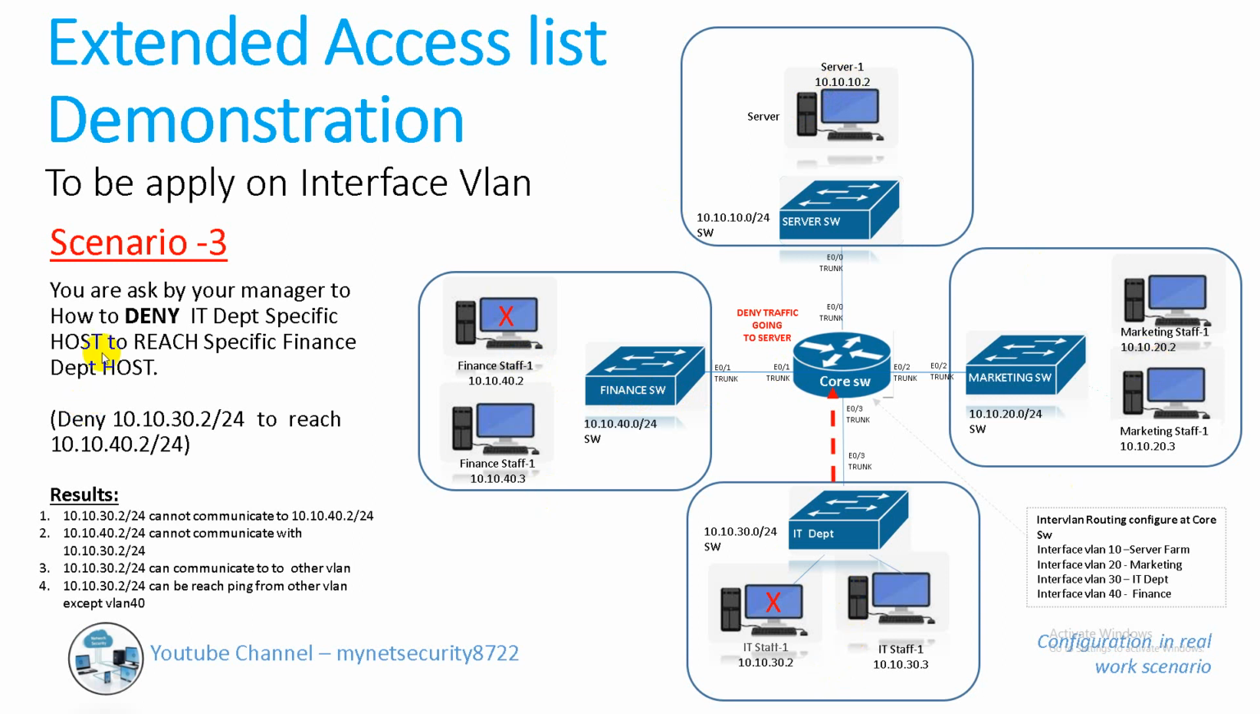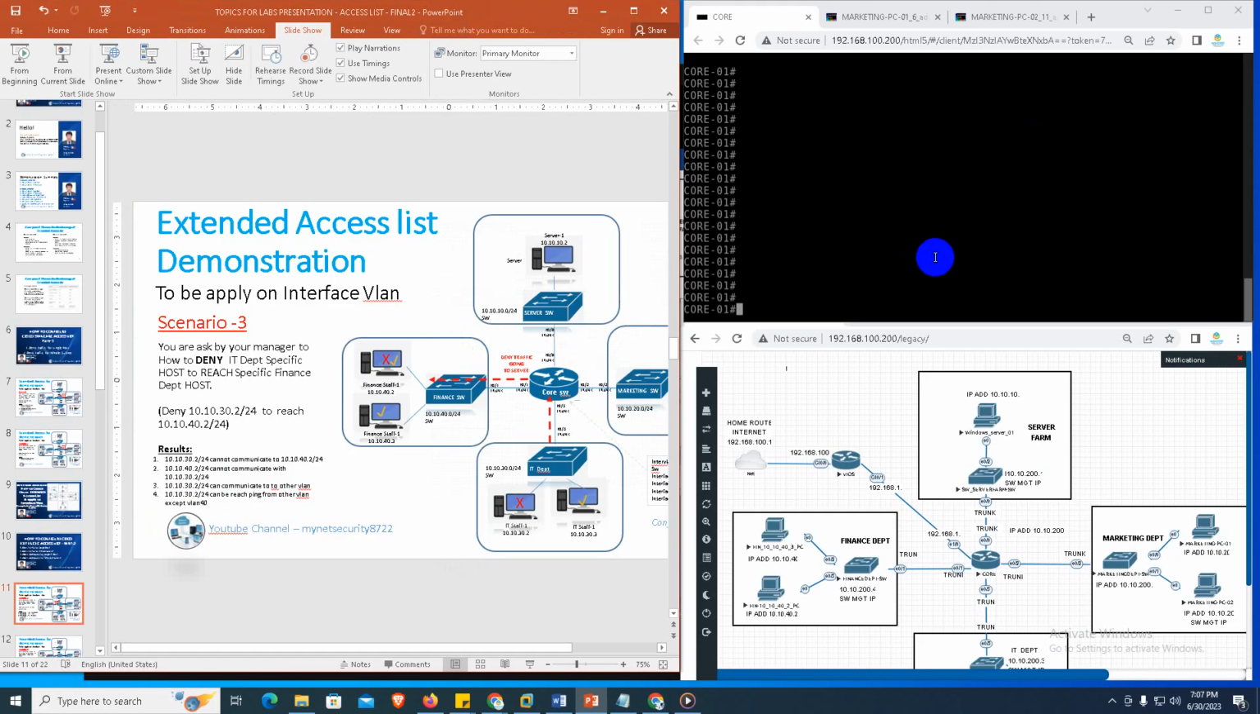So our scenario is that your manager asks you to deny a specific IT host from reaching a specific finance host. The requirement is that IT host 10.10.30.2 should not communicate with finance host 10.10.40.2. So let's jump to the configuration. As I mentioned, all the interface VLANs are configured in the core switch, and we will apply the access list on the interface VLAN.